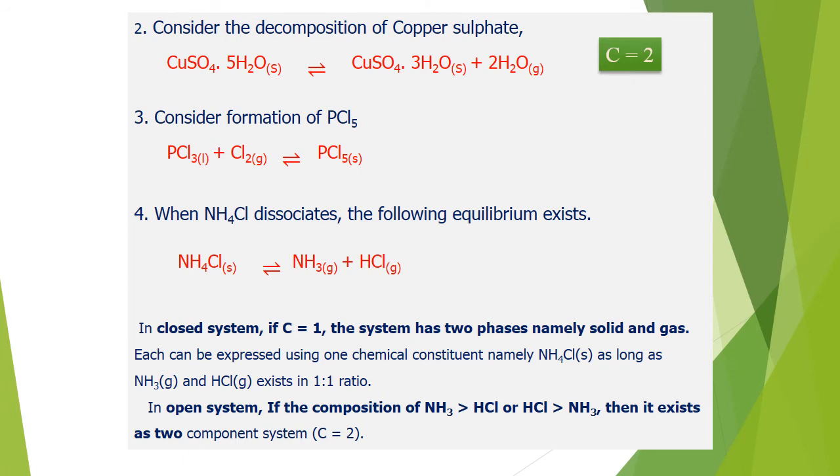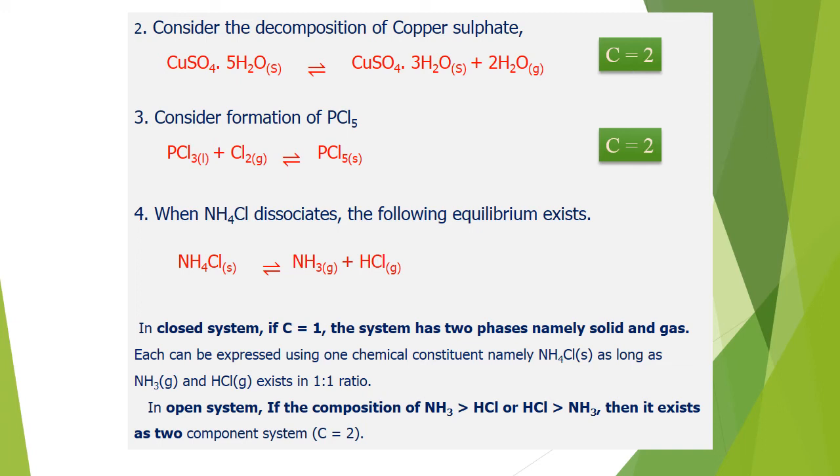Consider the formation of PCl5. So PCl3 liquid, gas, solid. So all the 3 phases we have. Okay, so it is again a decomposition process similar to calcium carbonate. So obviously it will be a 2-component system. Either of the two I can take to define all the 3 systems. Okay, here is another different case.